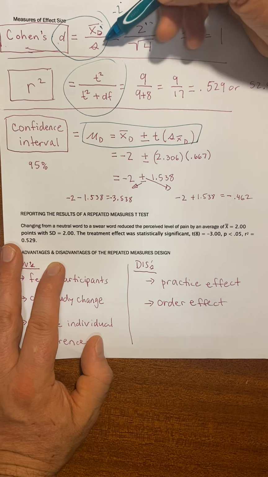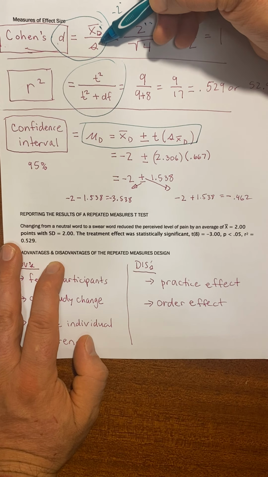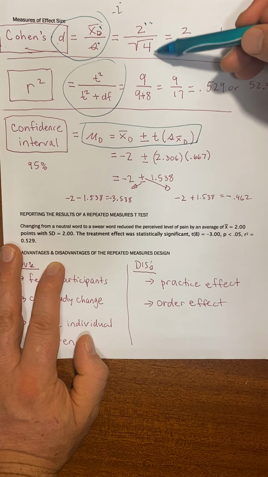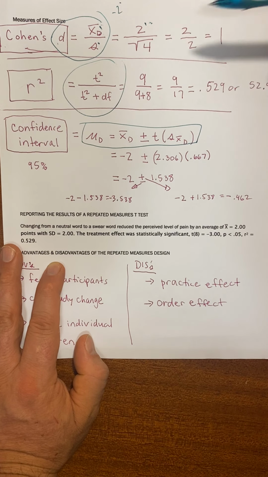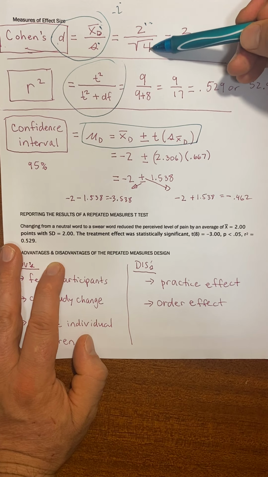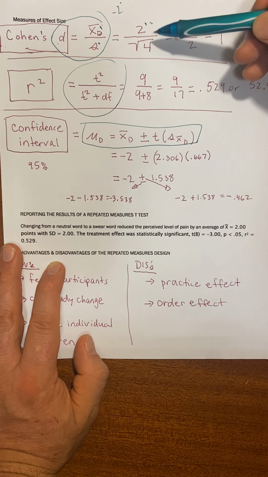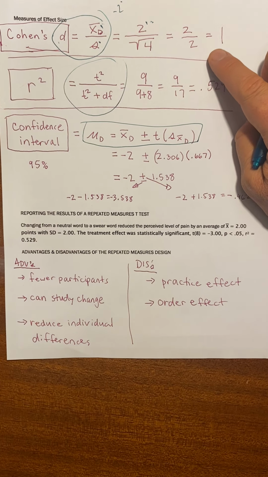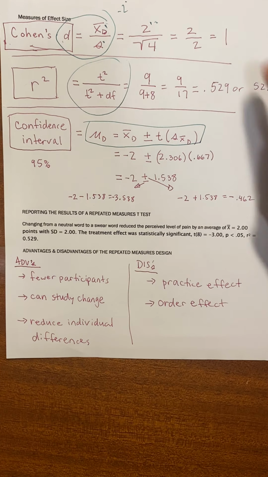As far as calculating the sample standard deviation, remember the sample standard deviation is the square root of whatever your variance is. We said that variance before was 4, so now we're going to take the square root of 4, which is 2. That gives us a fraction of 2 over 2, which leads to 1.